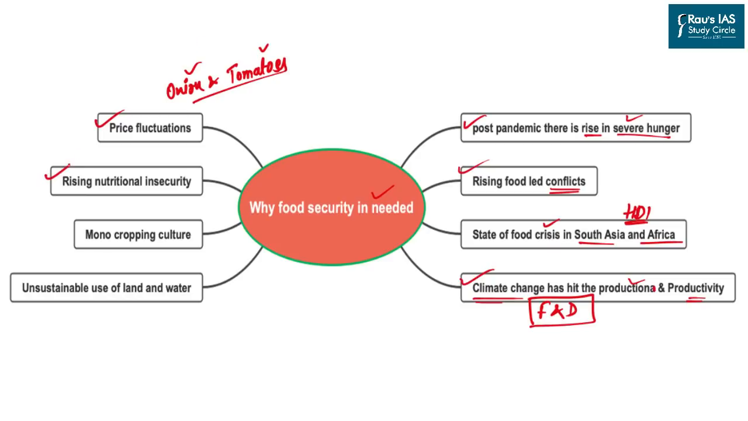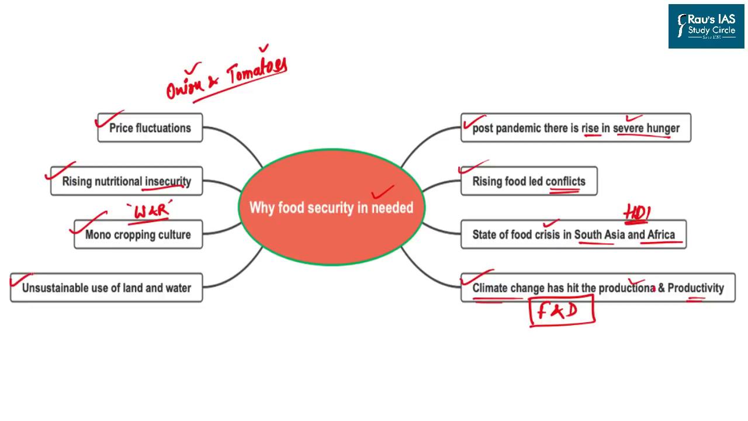We also have the issue of rising nutritional insecurity. Now, nutritional insecurity simply means that people are consuming more of a single crop or a single food item rather than diversifying their needs. We have monocropping culture, which means that the country is moving more towards a particular cereal or a particular crop. The best example here is wheat and rice. And the more nutritious coarse cereals like ragi, bajra, millets are now out of the picture.